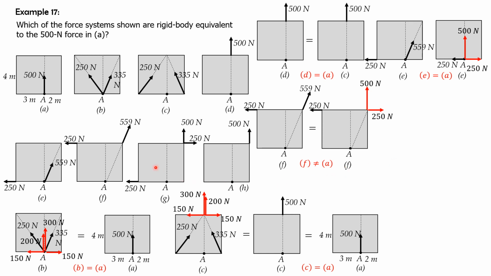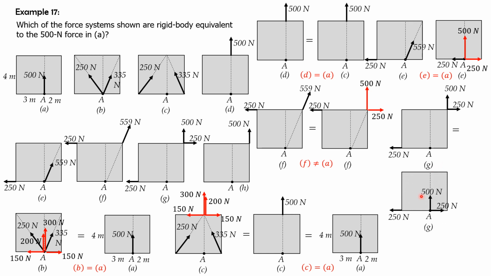Then force system at G. This 500 and 250 force is the same as this. However, the 250 Newton force is here. So by principle of transmissibility, these two components of 250 and 500 can be moved at A by principle of transmissibility, and therefore this is equal to this. So 250 will cancel, and we have 500 Newton upwards, which is acting at A. Therefore, we conclude that force system at G is equal to the force system at A.